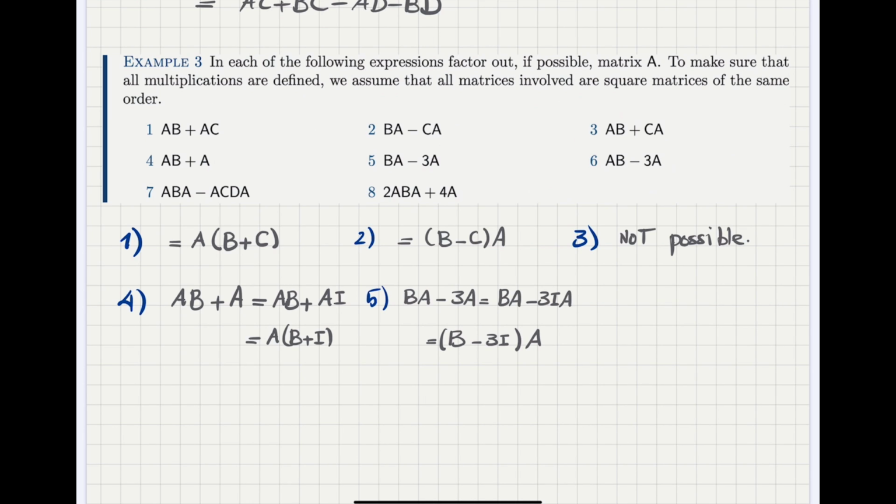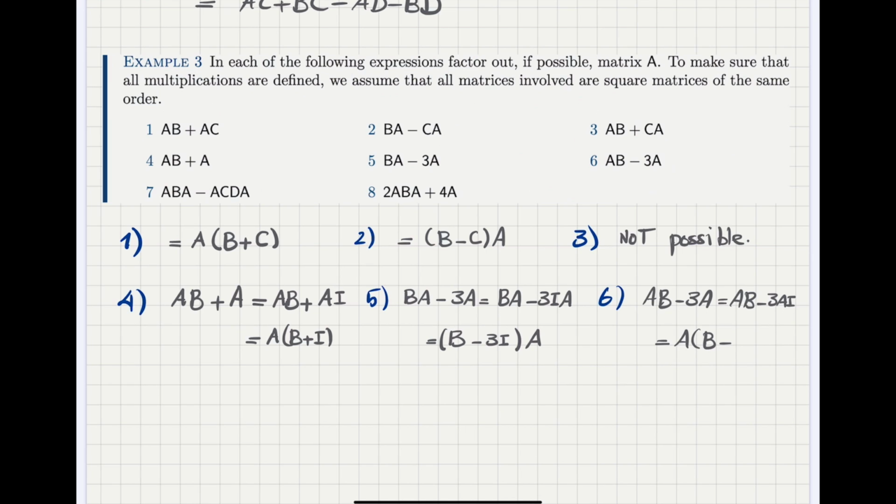Okay, but for example number 6, now you know what to do. It's possible again. I have AB minus 3A. So this time I write AB, but instead of 3A, I would write 3AI. Because now I want to have A on the left to be able to factor it out. And I have to factor it out from the left. So it becomes A times (B minus 3I).